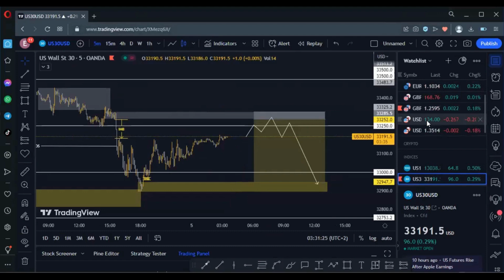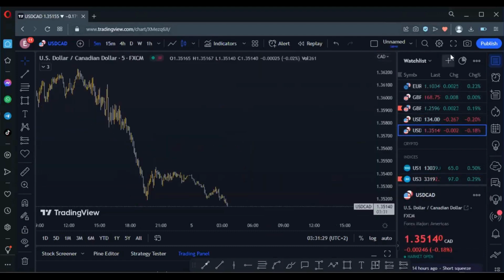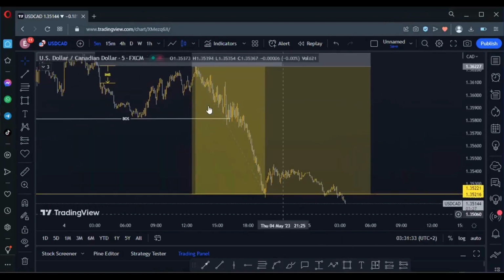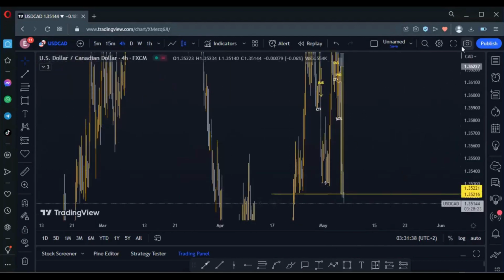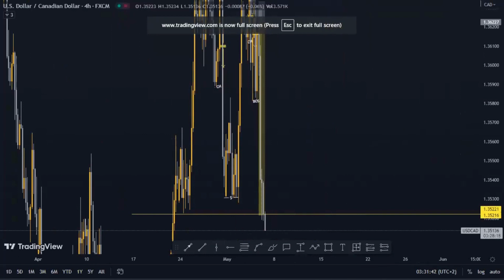So let us look at USDCAD. USDCAD moved nicely, but honestly, I didn't take this trade setup. I was in front of my screen. As you can see, let's go to a 4-hour time frame. We'll just be looking at the analysis here.